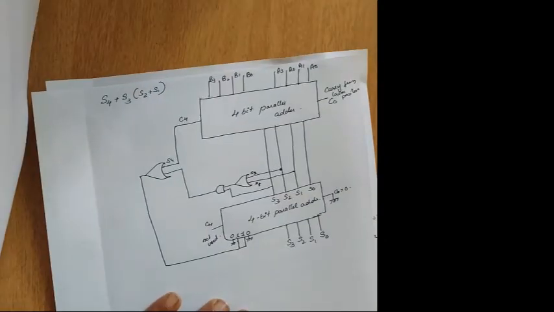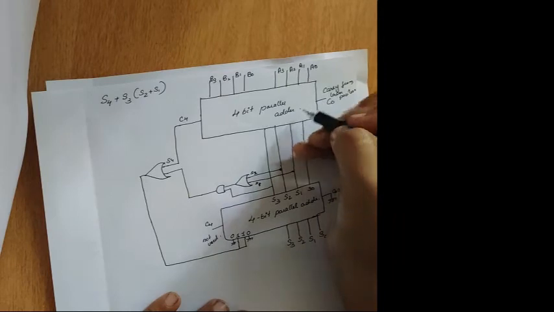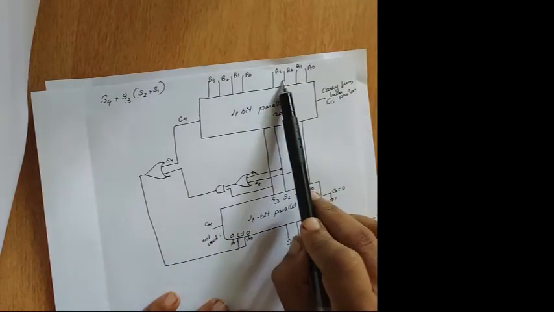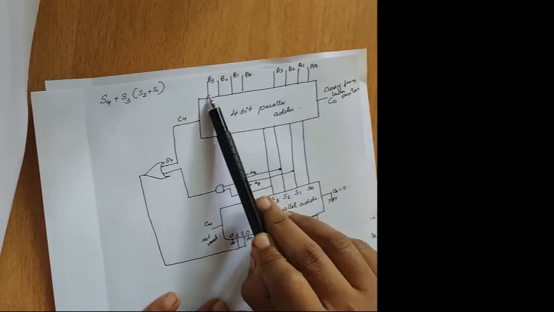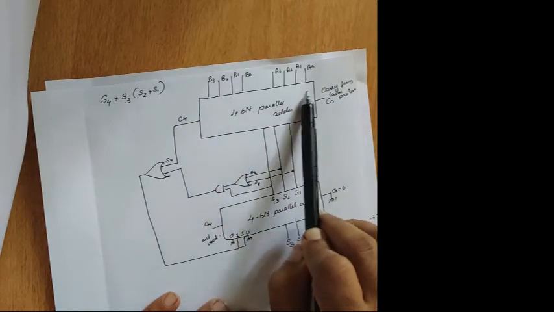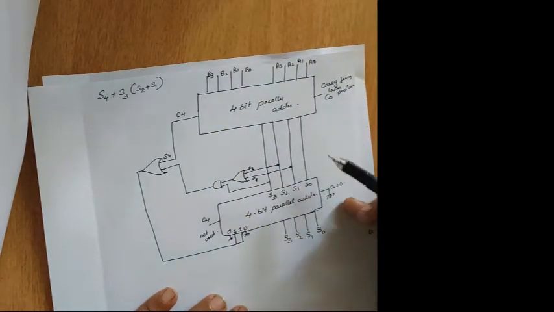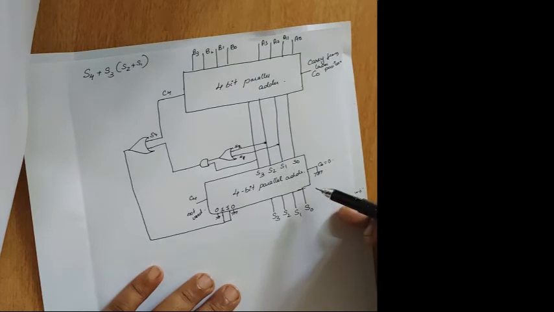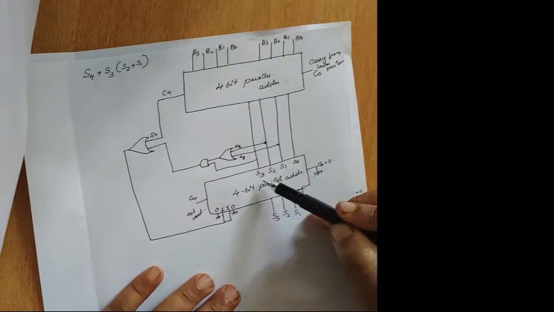Now you are going for a BCD adder. As we have said before, the first thing is that whatever 4-bit data you are getting, you have to give that data to a 4-bit parallel adder. So you are getting A0, A1, A2, A3, B0, B1, B2, B3. You are adding the 4-bit data. The sum, S0, S1, S2, S3, you will give to another 4-bit parallel adder.